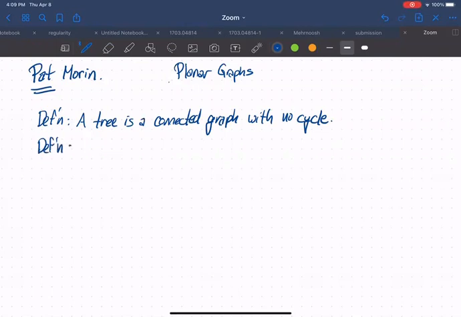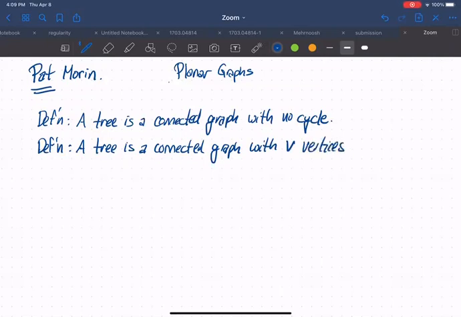And let me write that in a way that's equivalent but looks very different. A tree is a connected graph with V vertices and V minus 1 edges. Okay, and just so that we don't get confused, let's say V is bigger than or equal to 1. It's kind of a boring graph if it has less than 1 vertex.